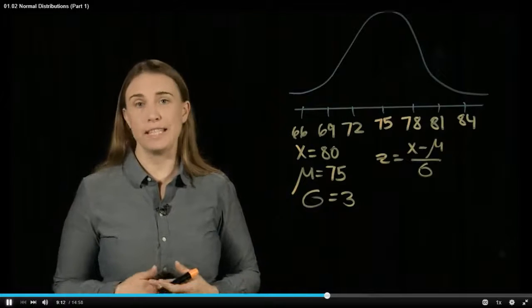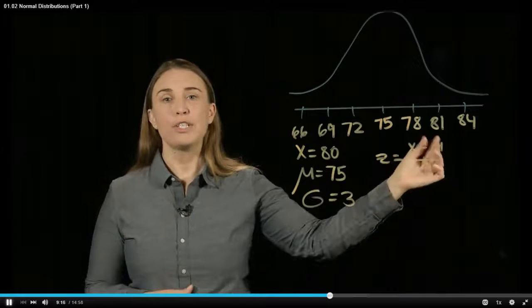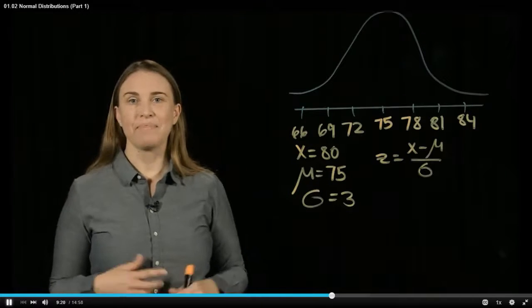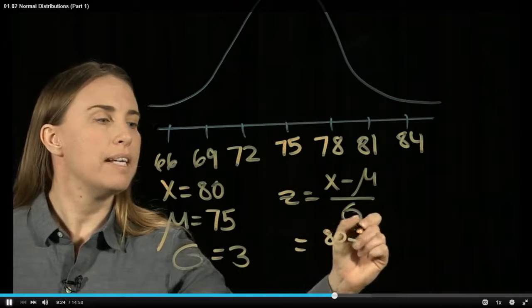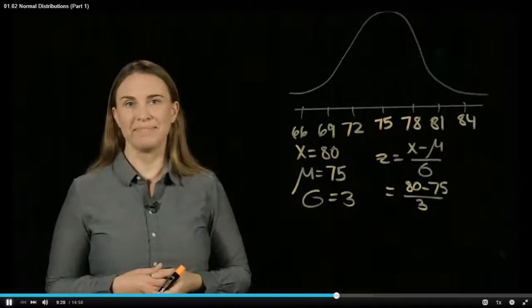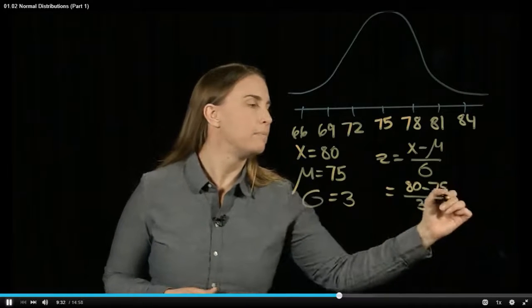So to find the z-score, you take the amount that you want to find the probability of, you subtract the mean, and then you divide that by the standard deviation. So for this example, that would give us 80 minus 75 divided by 3. This equals 1.67.